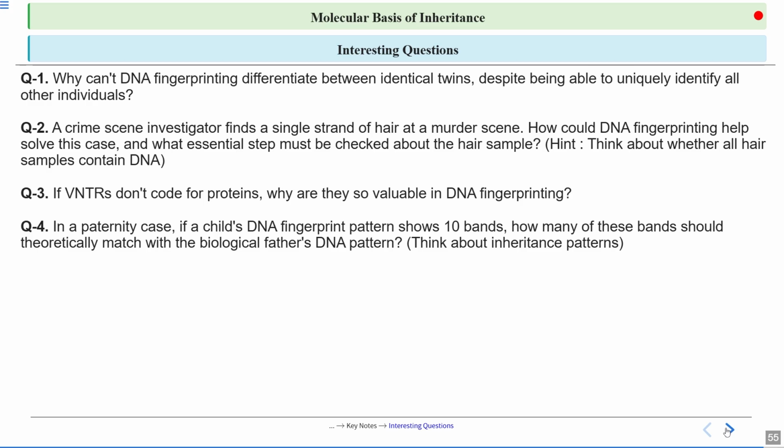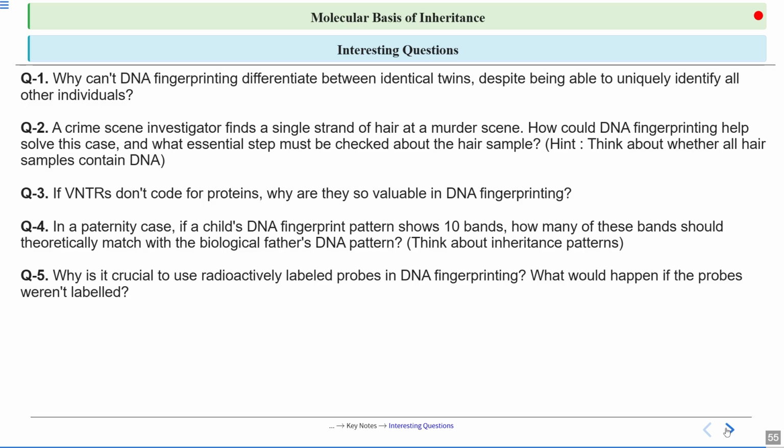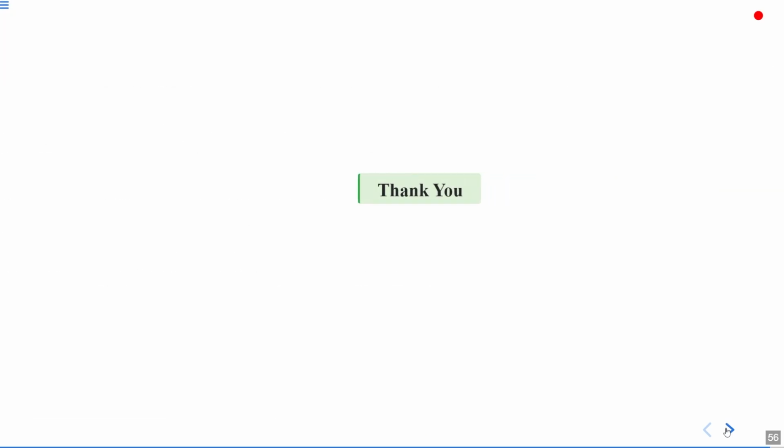Fourth, in a paternity case, if a child's DNA fingerprint pattern shows 10 bands, how many of these bands should theoretically match with the biological father's DNA pattern? Think about the inheritance pattern. Then, why is it crucial to use radioactively labeled probes in DNA fingerprinting? What would happen if the probes weren't labeled? So these are the interesting questions. Thank you.